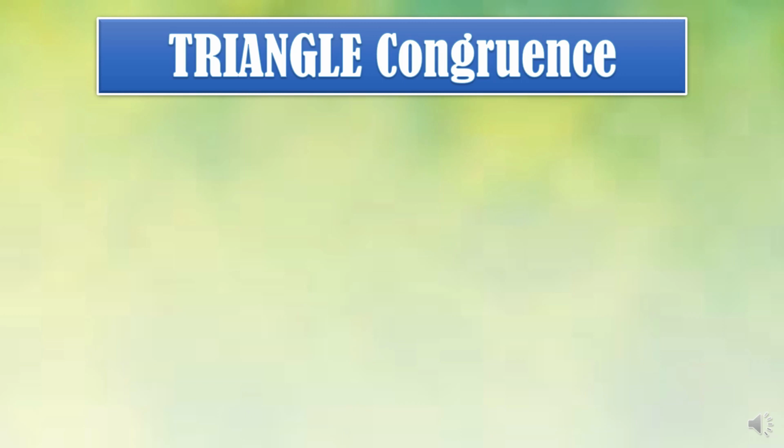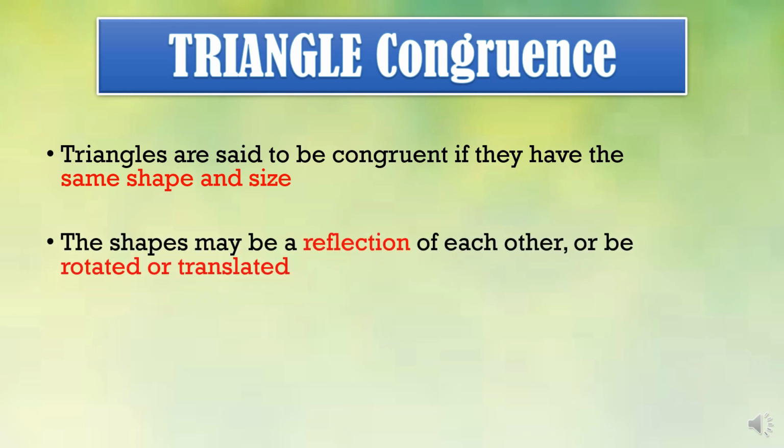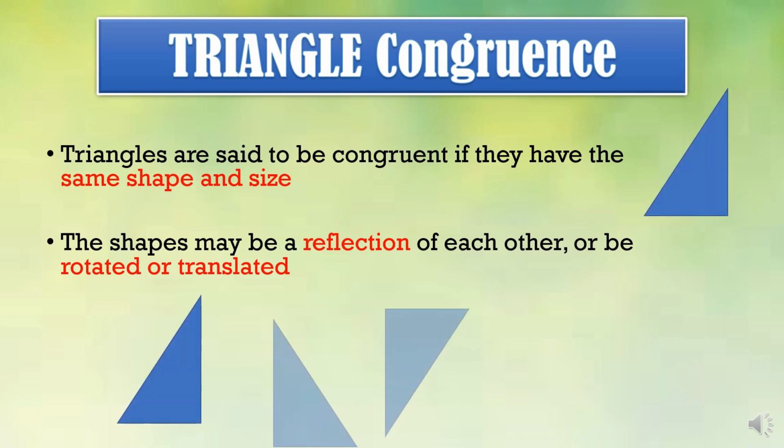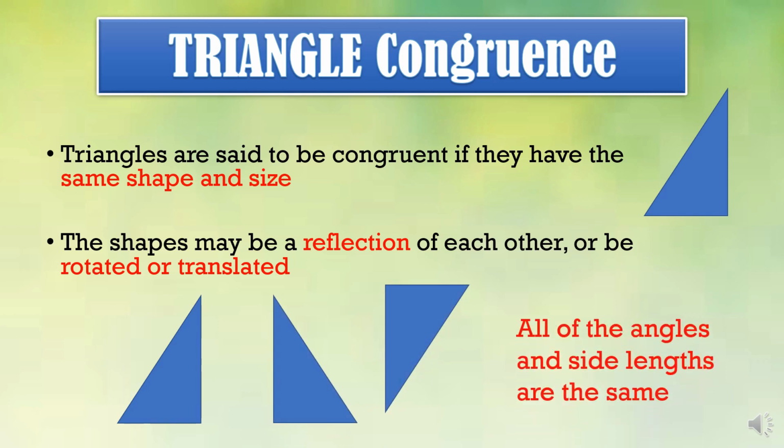So this time, let us just focus on triangle congruence. Triangles are said to be congruent if they have the same shape and size. The shapes may be a reflection of each other or be rotated or translated. See those triangles? All of the angles and side lengths are the same.